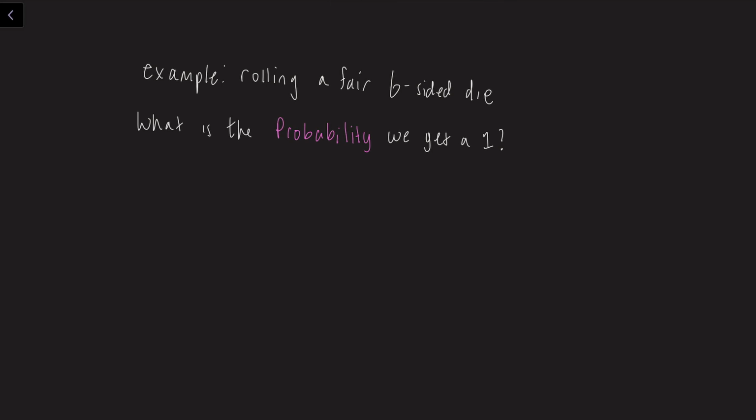Let's say we roll this fair six-sided die. What is the probability we get a 1? The total number of outcomes, we have 6 possibilities. We can land on either 1, 2, 3, 4, 5, or 6. And our desired outcome is just 1. So our probability of getting a 1 on a die roll is just 1/6.